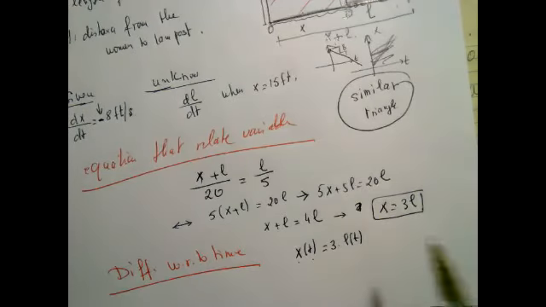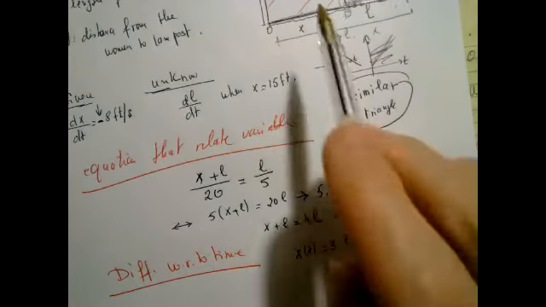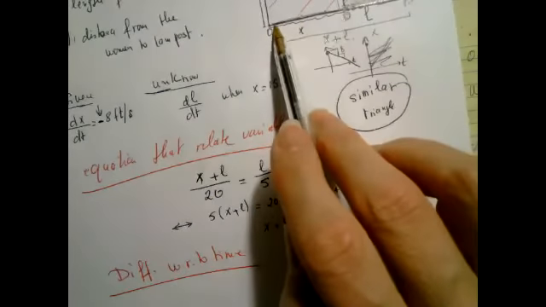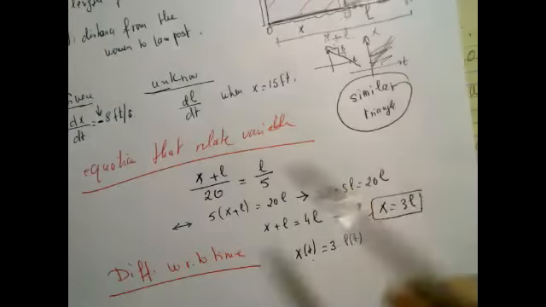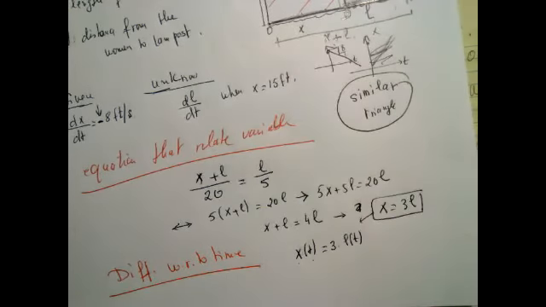At every moment in time, the distance from the woman to the lamp is 3 times the length of her shadow. That's the relationship between x and L, which is a very simple relationship.